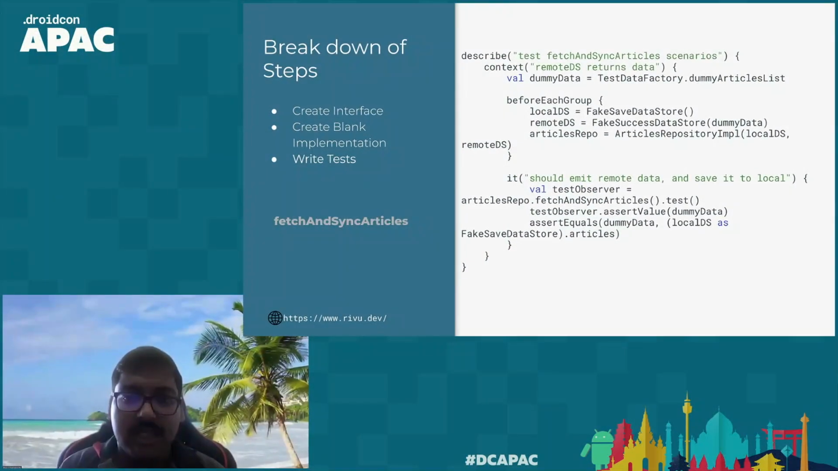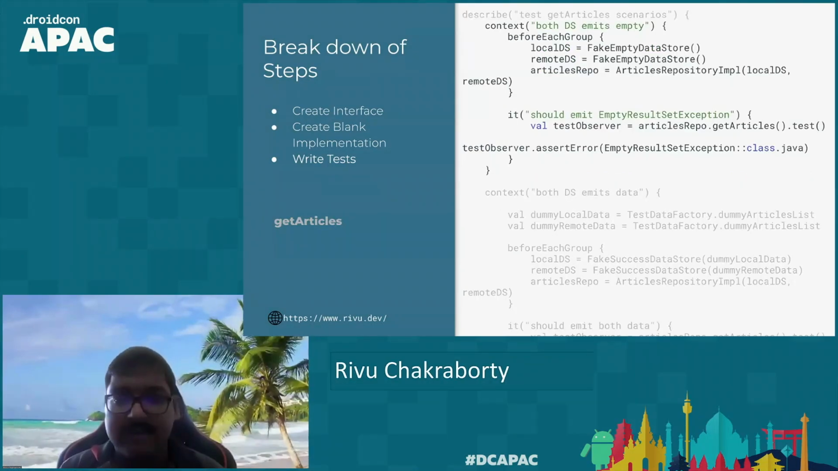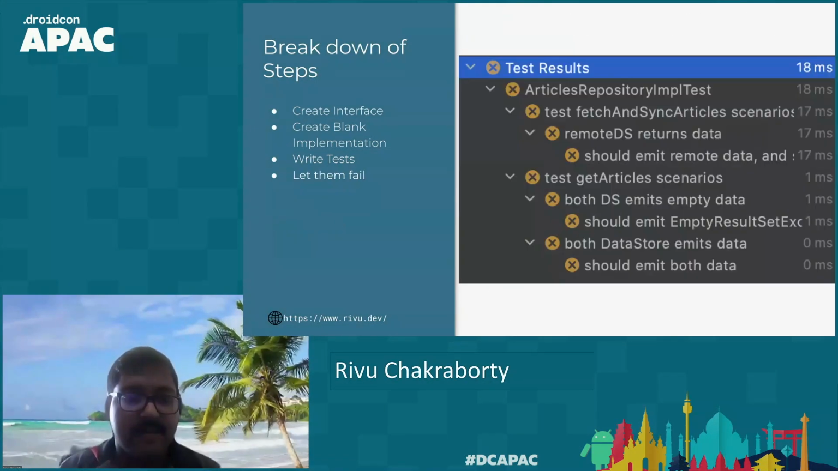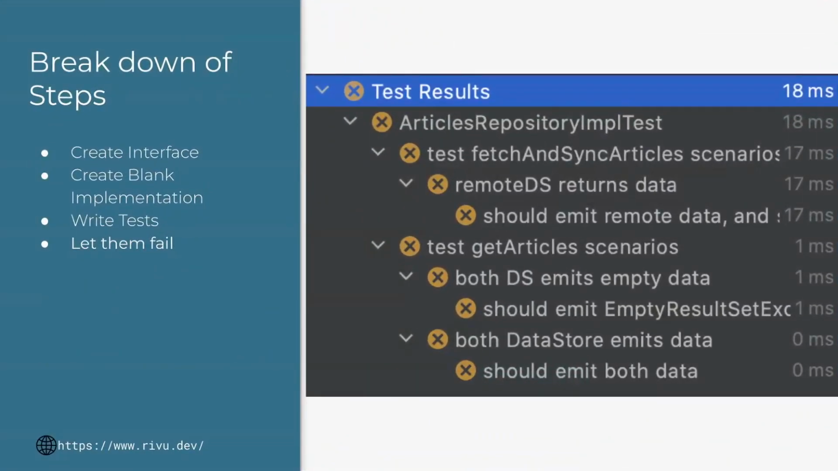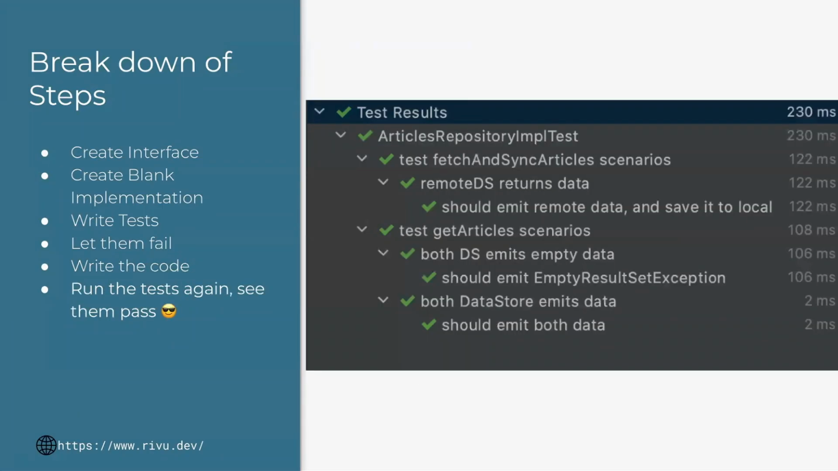That's where we tested fetch and sync articles, and that's where we tested get articles. We let them fail. We wrote the code for get articles and fetch and sync articles, and then we ran the tests again, and we saw them passing.